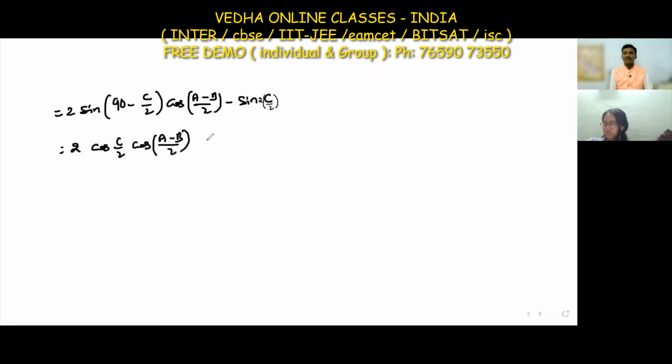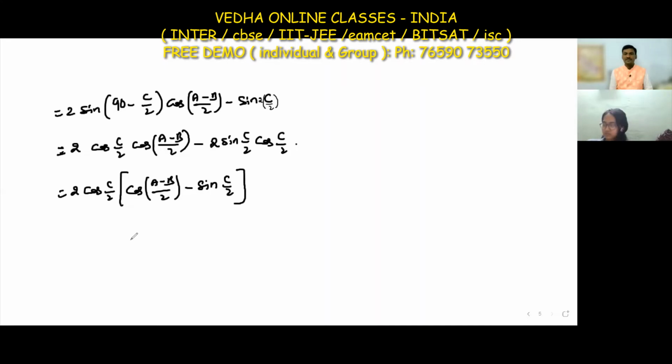Here, the sin 2 theta formula: minus, as it is, I am writing 2 sin theta cos theta, or 2 sin C by 2 into cos C by 2. In both the terms, what can we take common? 2 and cos C by 2 are common. If you take 2 cos C by 2 common, then cos of (A minus B) by 2 remains, and minus sin C by 2 is remaining here. So now the outside part is as it is.